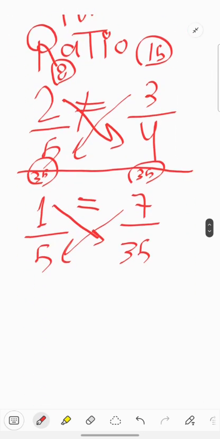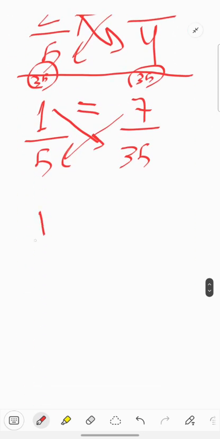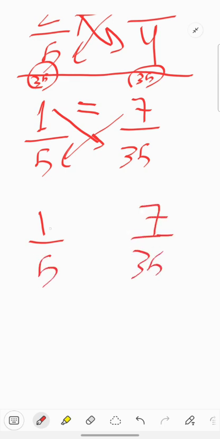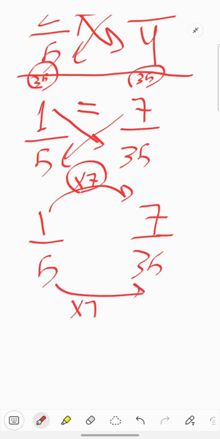Okay, we have another solution. 1 over 5 and 7 over 35. So the numerator here is 1, so 1 becomes 7, so we multiply the numerator by 7, and we need to also multiply the denominator by 7, right? So 5 times 7 equals 35, and of course the denominator here is 35, so the relation is proportion and the two ratios are equal.